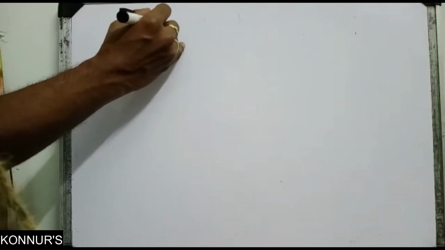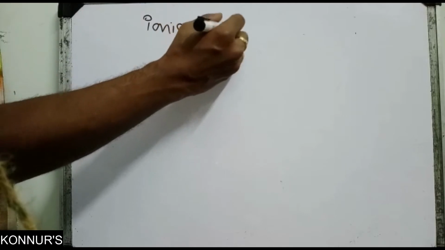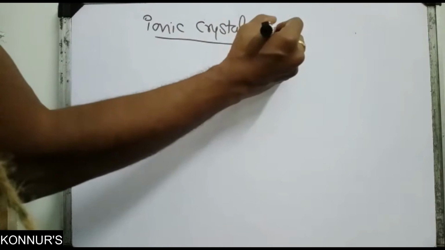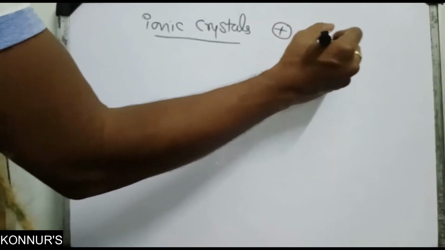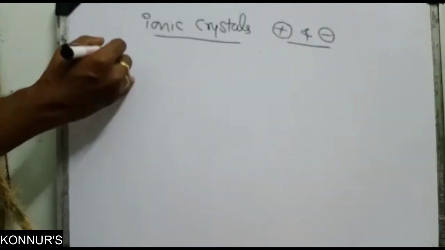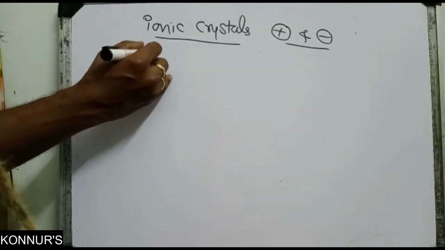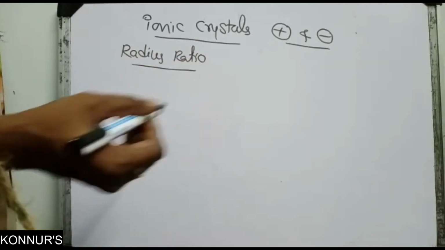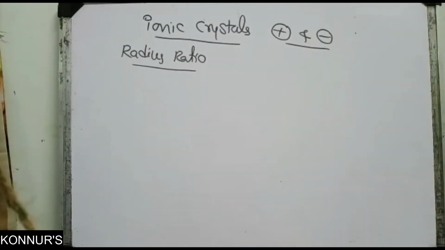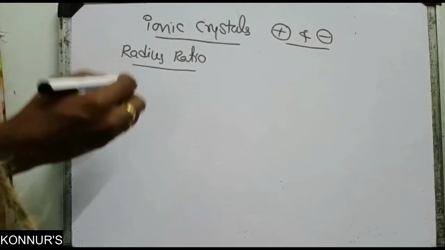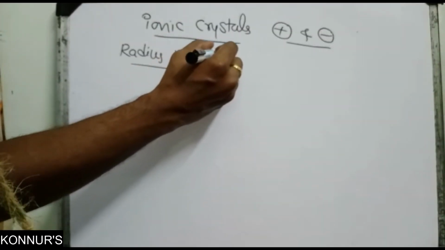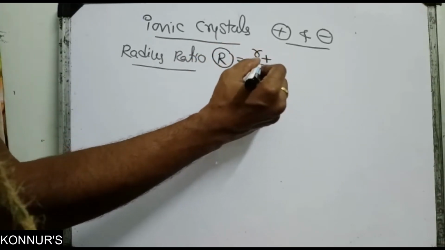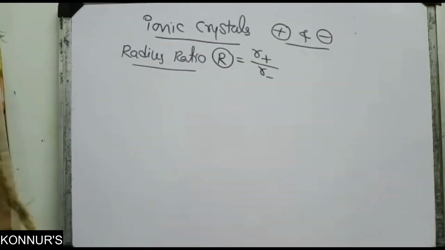Next, one more important topic is ionic crystals. Ionic crystals means an ionic compound that contains positive ions and negative ions. So here radius ratio is important. The radius ratio explains the coordination number as well as the structure. Many concepts are explained by it. The radius ratio is taken as R equal to cation radius by anion radius. You call it the radius ratio.